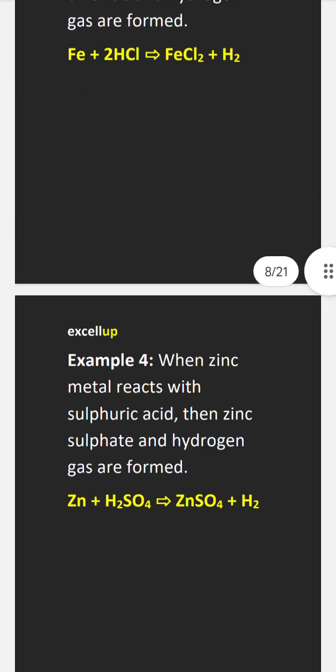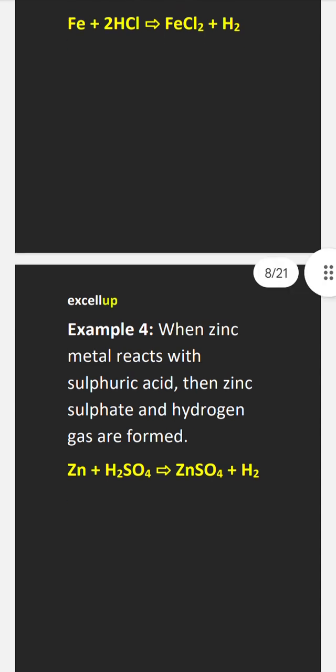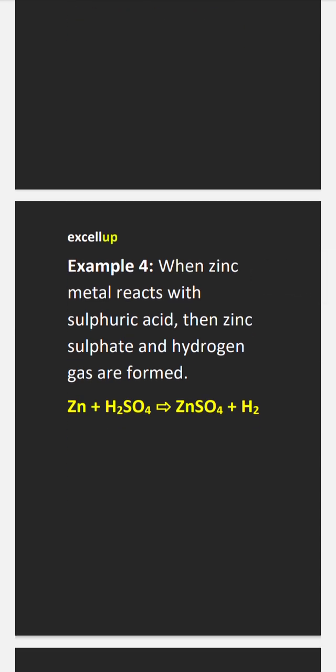What happens when a metal reacts with sulfuric acid? When it was hydrochloric acid, then chloride salts were formed. If it is sulfuric acid, then sulfate salts are formed. So when zinc metal reacts with sulfuric acid, then zinc sulfate and hydrogen gas are formed. The equation is Zn plus H2SO4 is equal to ZnSO4 plus H2.